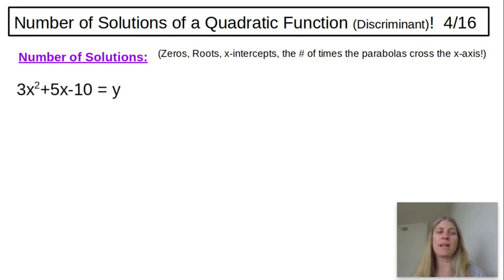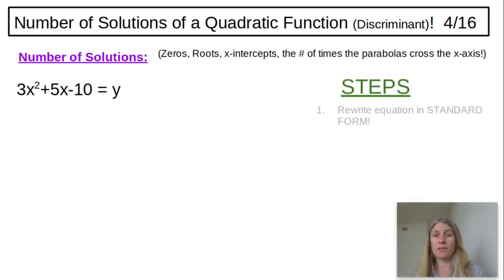Here we have 3x squared plus 5x minus 10 is equal to y. Now remember, that can be equal to f of x equal to 0. But your very first step in order to solve this is to rewrite the equation in standard form. We know that's ax squared plus bx plus c. And as you can see in this specific case, it's already in that form. Therefore, this is a sometimes step. And in this case, it's already taken care of.